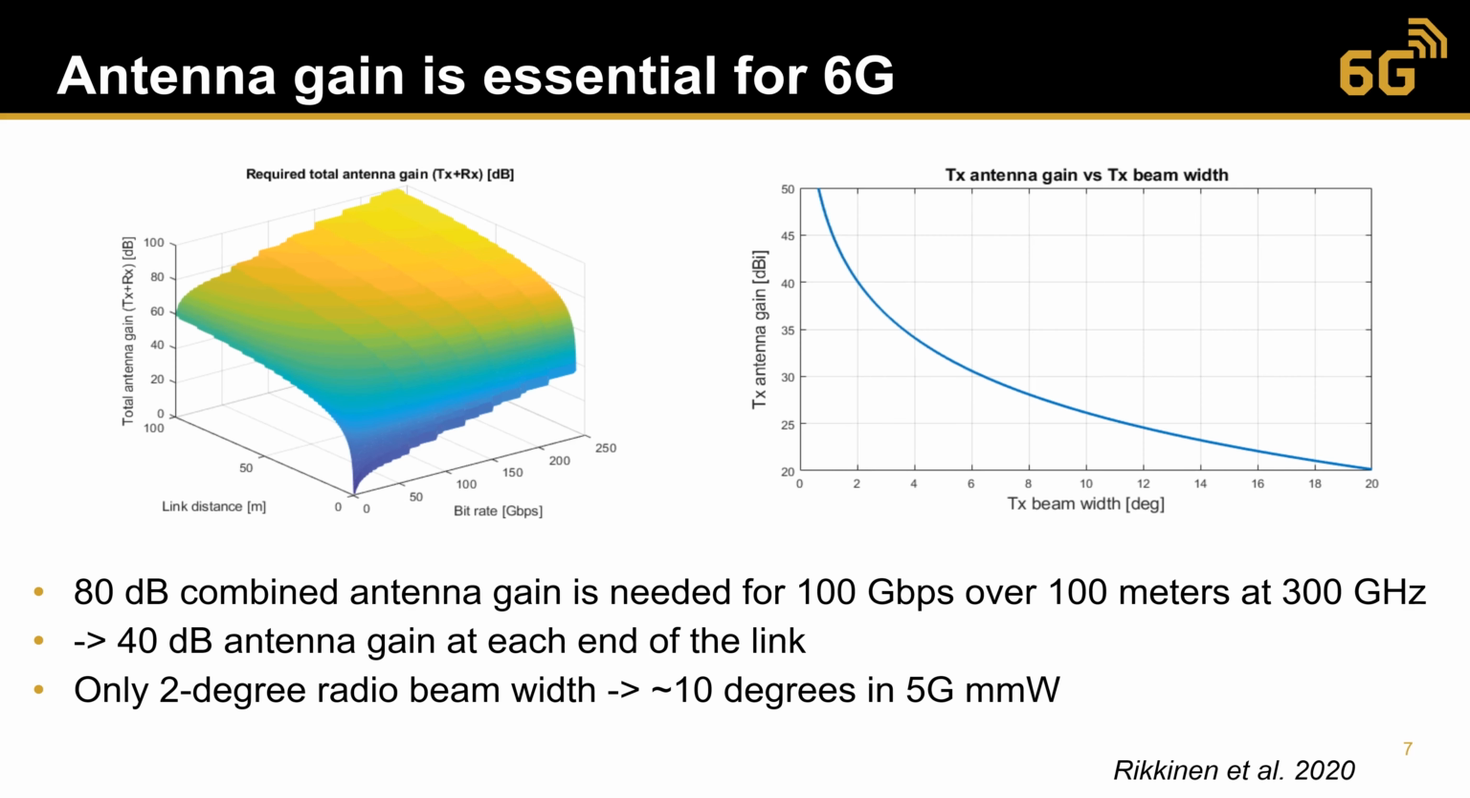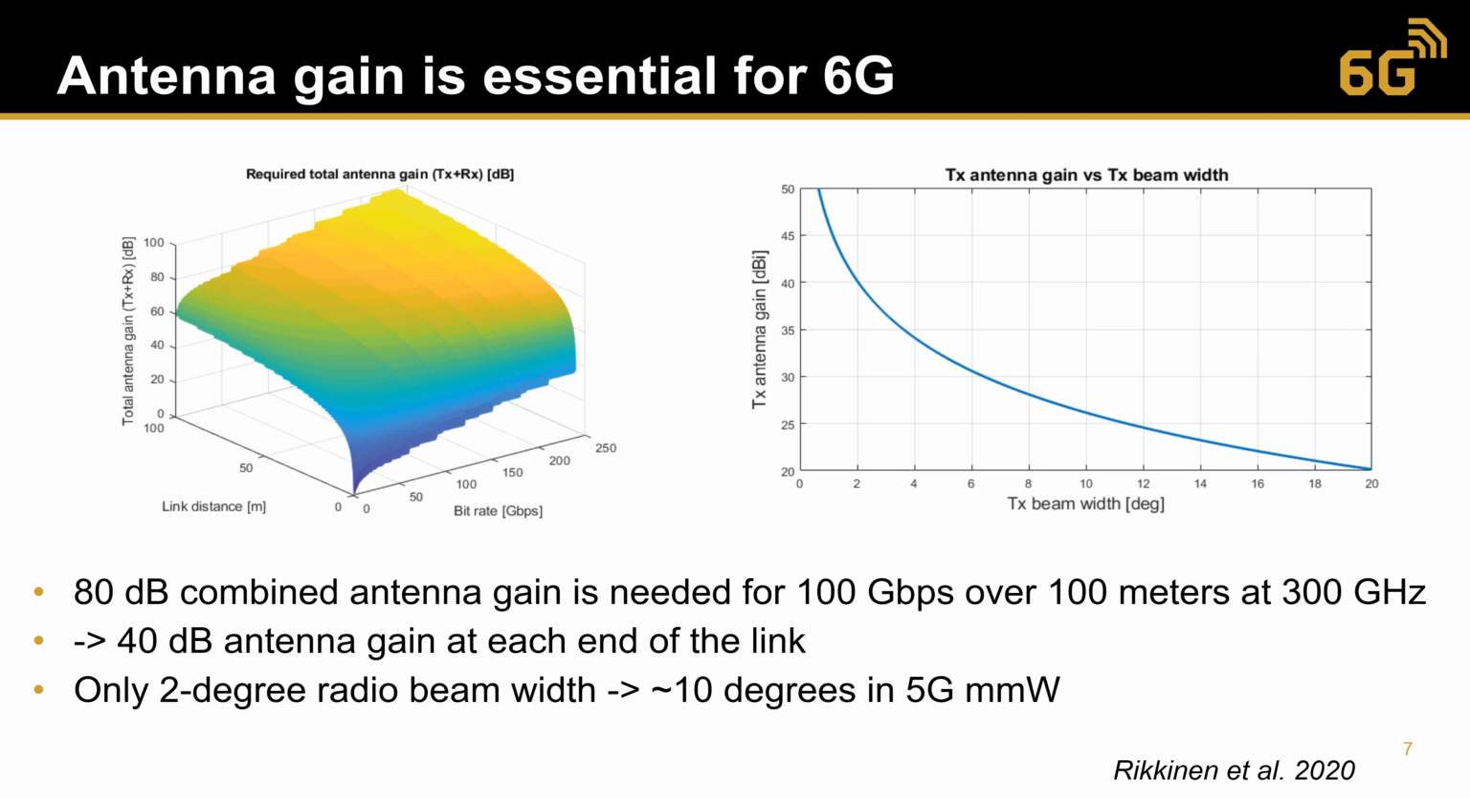The 300 GHz 6G system requires an equal amount of antenna gain to boost the RF signal level. If a 100 gigabits per second data rate is needed up to 100 meters, then a total of 80 dB antenna gain at the radio link level is needed with current RF component technologies. The 40 dB antenna gain essentially narrows the physical RF signal beam down to 2 degrees width.